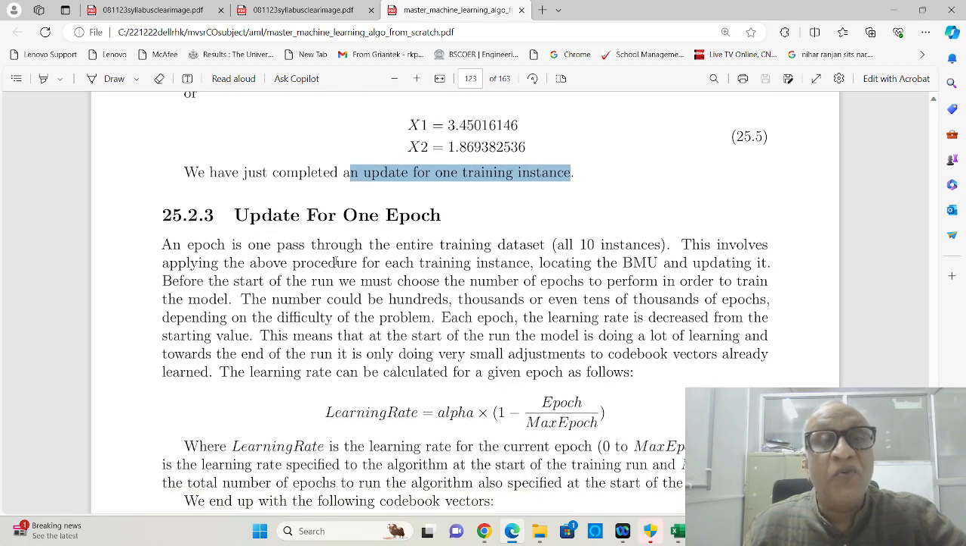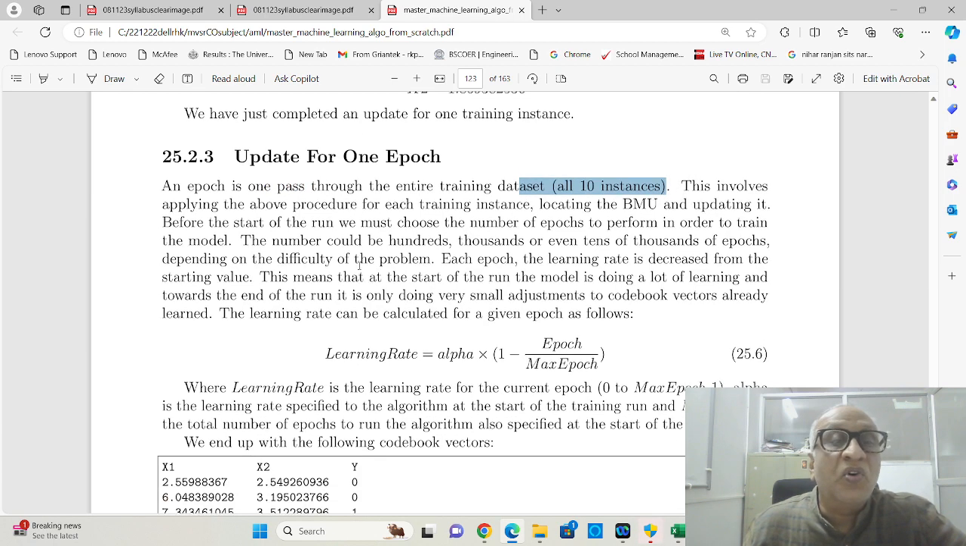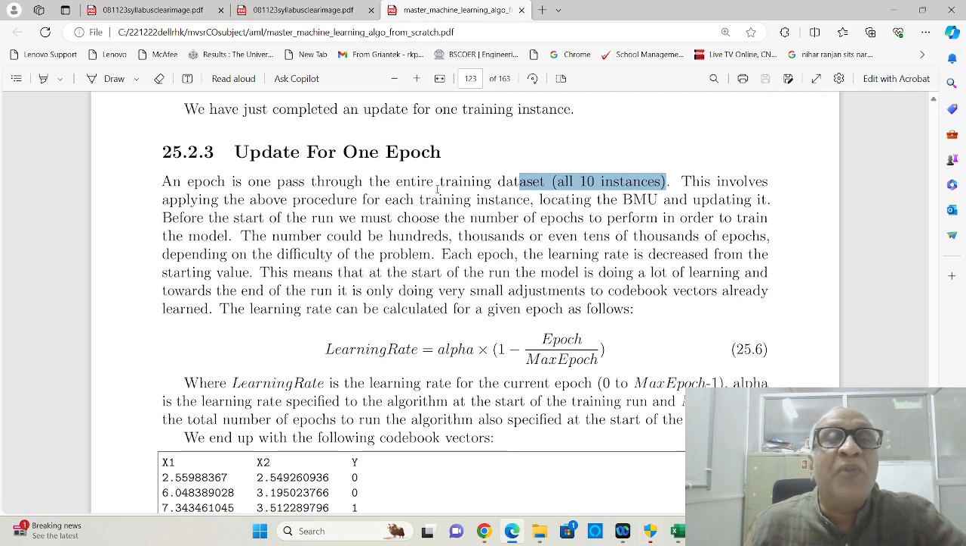With this we have completed an update for one training instance. Now after that, what we have to do is update for one epoch. What is an epoch? An epoch is an iteration, one pass through the entire training data set. How many records are there in the training data set? 10. So I am applying the above procedure for every training instance and updating the BMU.